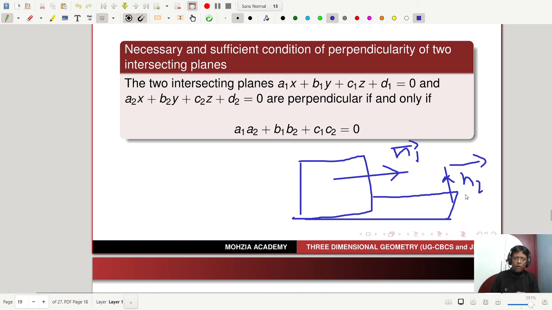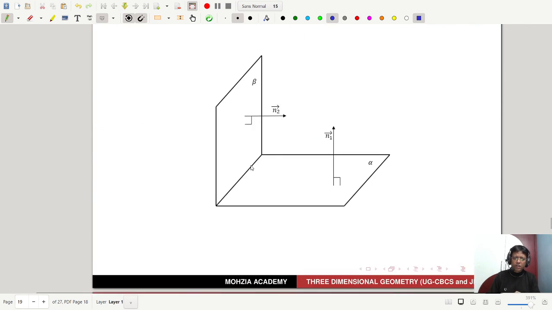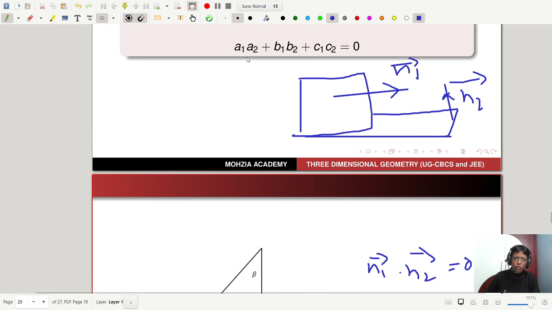So if you take the dot product of both the vectors, a1a2 plus b1b2 plus c1c2 equal to 0. So that is the necessary and sufficient condition, right? It's a clear picture that n1 dot n2 equal to 0 is the necessary and sufficient condition for two planes to be perpendicular. And that will give you the simple dot product, because the components of n1 are a1, b1, c1, and the components of n2 are a2, b2, c2. So that will give you a1a2 plus b1b2 plus c1c2 equal to 0, right?